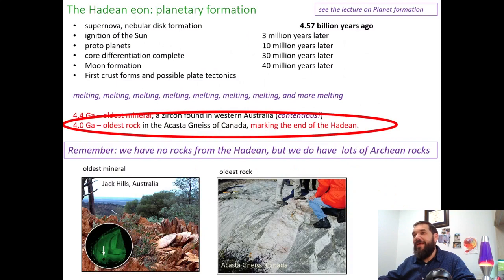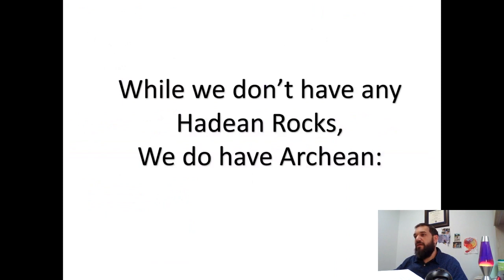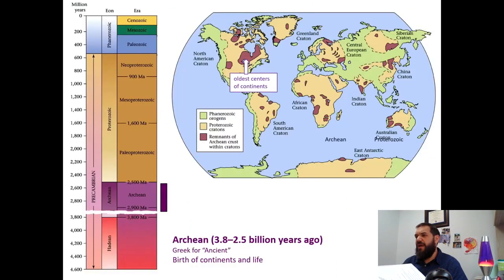All right. So anyway, the Hadean ended with some of the oldest rocks on Earth. The Acosta gneiss marks the end of the Hadean, with the oldest rocks that we have, 4 billion years old. And we start the Archean. So why don't we have any Hadean rocks? We do have Archean rocks. It's because what really marks the end of the Hadean is the first of the oldest rocks that we have.